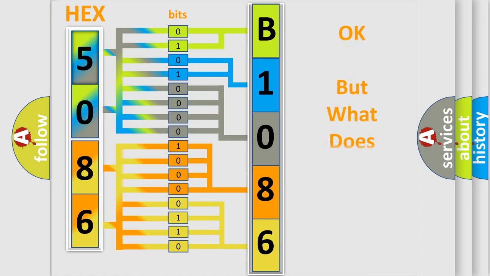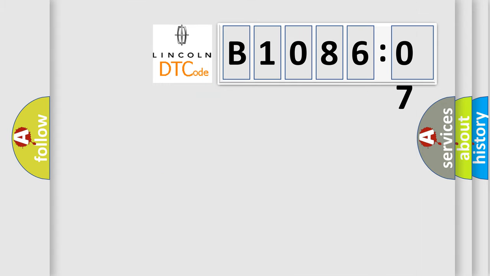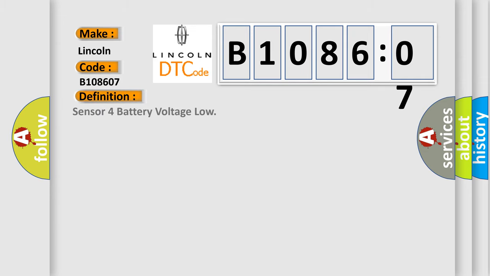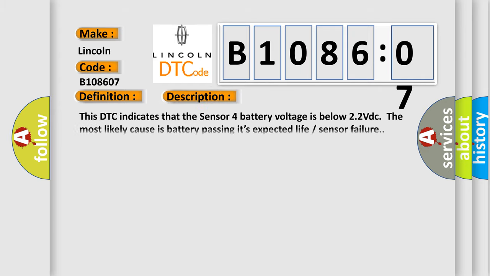The number itself does not make sense to us if we cannot assign information to what it actually expresses. So, what does the Diagnostic Trouble Code B1086-07 interpret specifically for Lincoln car manufacturers? The basic definition is sensor 4 battery voltage low. And now this is a short description of this DTC code. This DTC indicates that the sensor 4 battery voltage is below 22 VDC. The most likely cause is a battery passing its expected life or sensor failure.